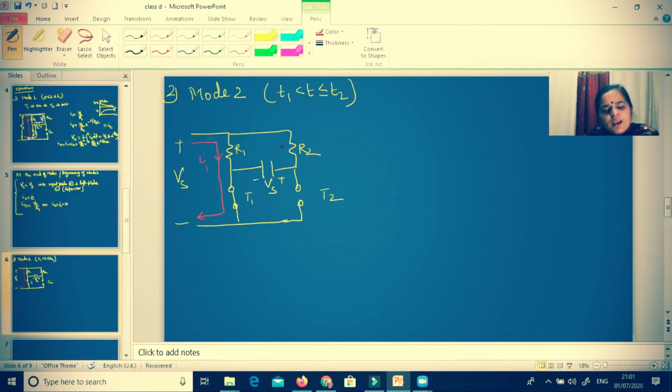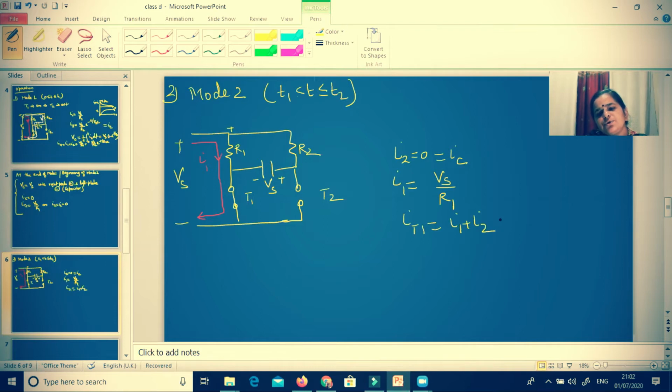And what will be the value of I2? I2 will be 0 in this case. Why 0? Because this is plus Vs, this is plus Vs, so there will not be any potential difference here. When the potential difference is not there, the current will be 0. And I2 is also equal to IC, so IC will also be 0. At the same time, I1 will be Vs by R1 and IT1 will be I1 plus I2, so that is also equal to Vs by R1.